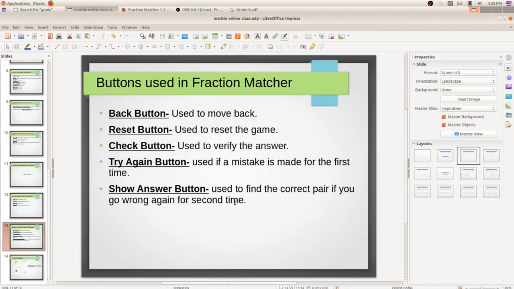Okay, my dear students, if you make a mistake for the first time, then it will show the try again button. If you make a mistake for the second time, it will show the show answer button. So totally we are having these 5 buttons. Once again I will show it using our software, then it will be very clear for you. So let us open our software.